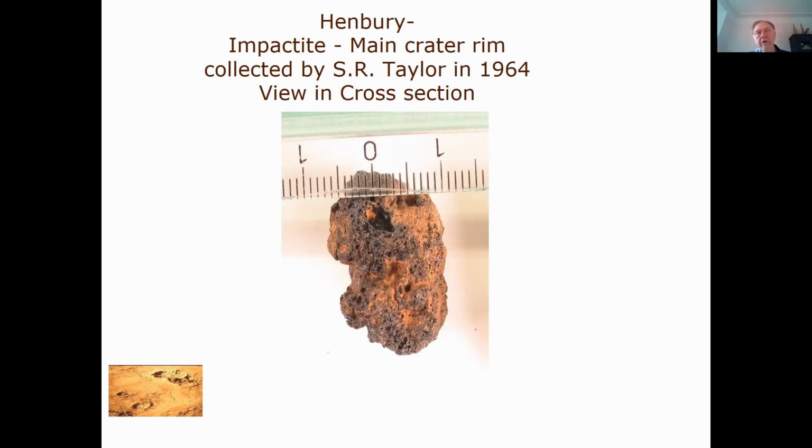And on this cross section here, you can see that there are a number of vesicles of different sizes in these small pieces, and that is to be emphasized. We're going to look into these vesicles in a moment.